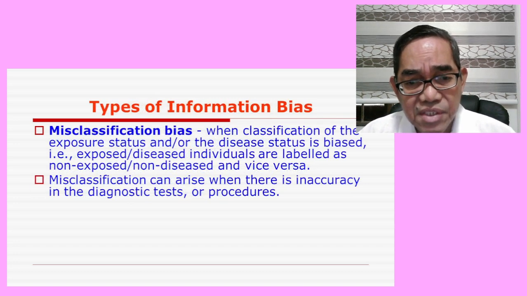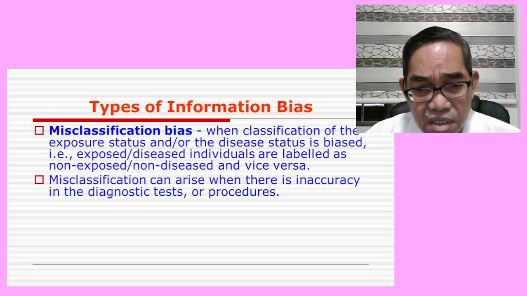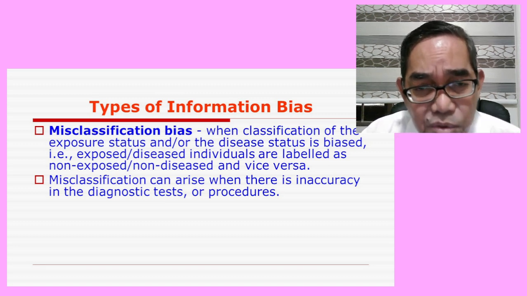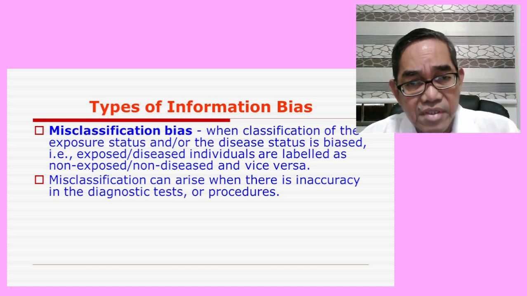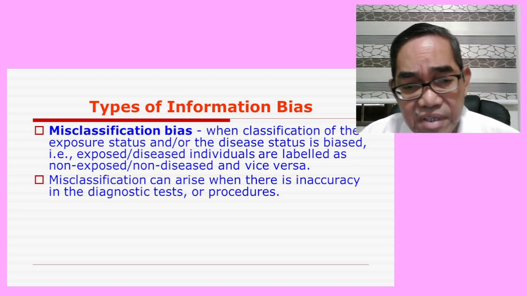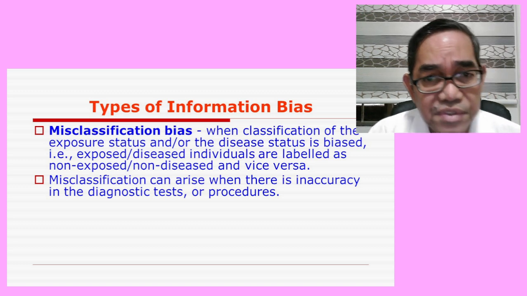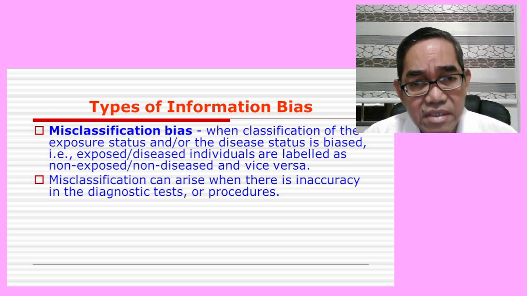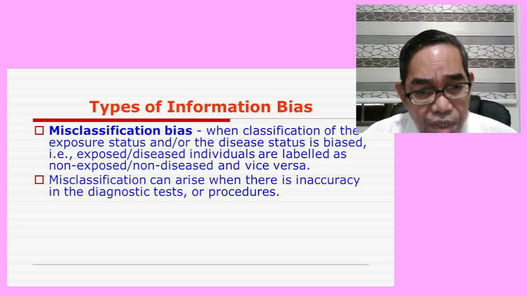Now, we have this type of information bias which we call misclassification bias. And misclassification bias occurs when classification of the exposure status and or of the disease status is biased, meaning the exposed or the diseased individuals are labeled as non-exposed or non-diseased or vice versa. And meaning you say that the patient is exposed, but in truth and in fact, patient is not exposed. Or patient has a disease, the truth is patient does not have the disease. So that is what we call misclassification bias, being an information bias.